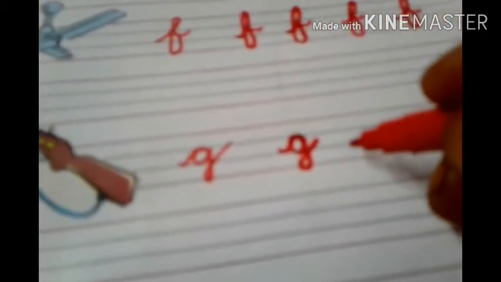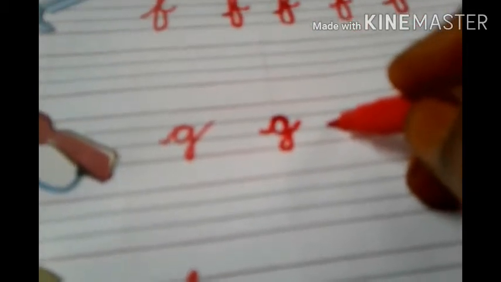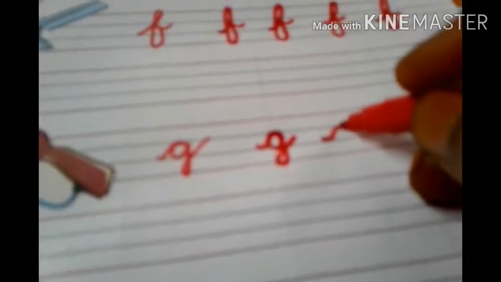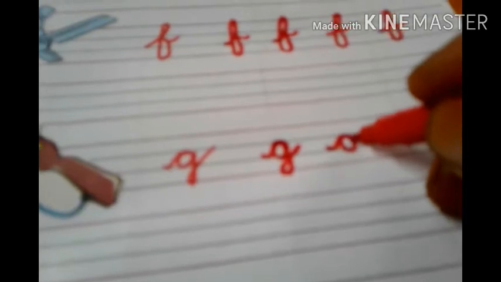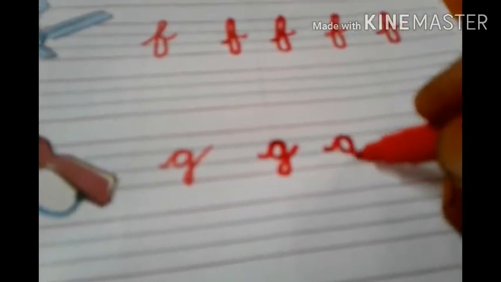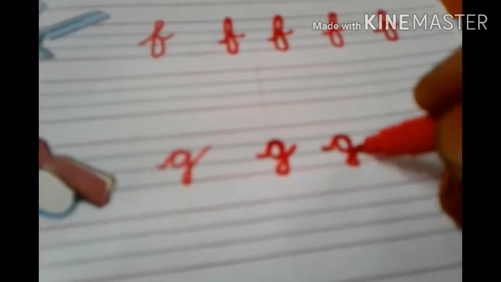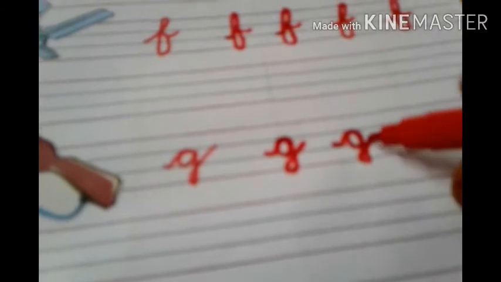Now once again you will see, place a pencil at the third line. Go up to the second line. Come back to the third line again. Make a circle. Go down to the bottom line. Turn and go up to the third line. This makes letter G.